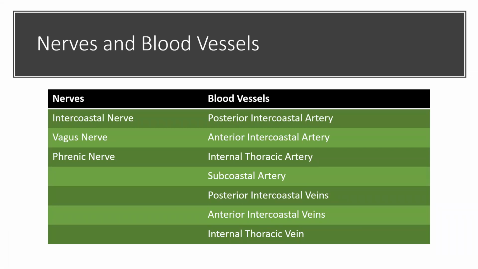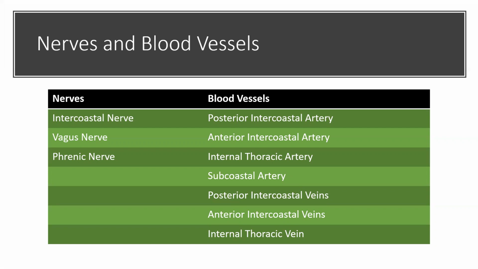Now, moving on to the neurovasculature of the thorax, this table gives you a note of some of the main nerves and blood vessels in the thorax. So the intercostal nerves are the somatic nerves that arise from the anterior division of the thoracic spinal nerves. So that's from T1 to T12, T1 to T11. These nerves, in addition to supplying the thoracic wall, also supply the pleura and the peritoneum.